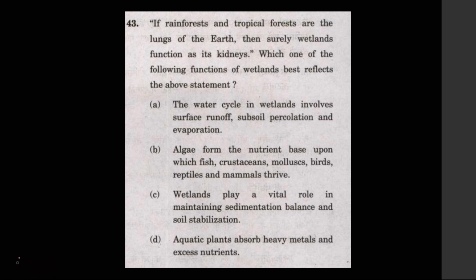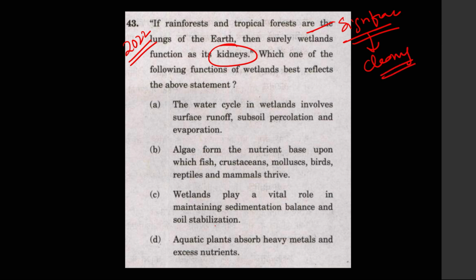So the very recent one was in the year 2022. You can see here, this is a question on what is the significance of wetland in ecosystem. So guys, you can see here the question was: wetlands are called kidneys of ecosystem. Why? So guys, wetlands basically help in what? Cleaning the water. Okay, so the answer is what? Aquatic plants absorb heavy metals and excess nutrients.